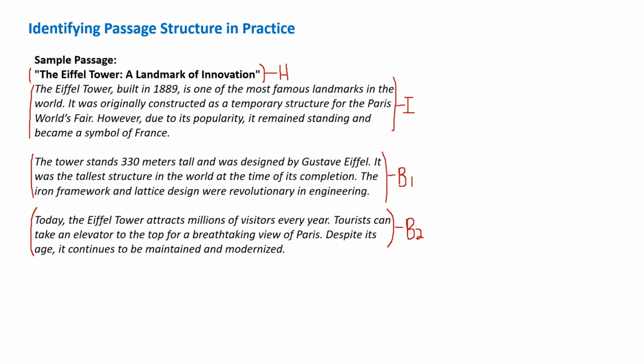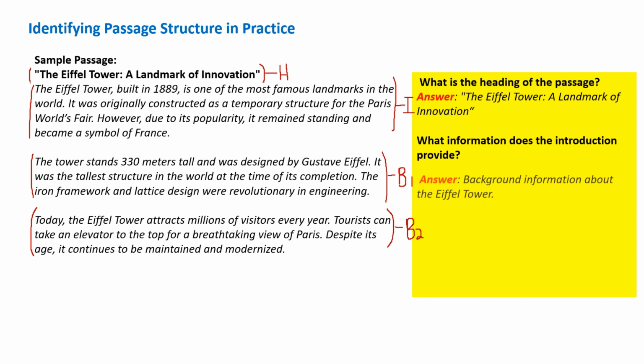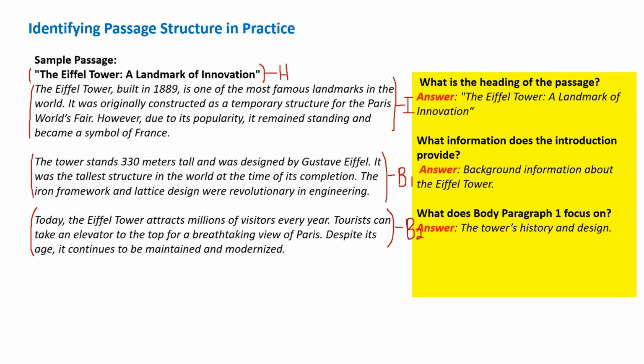Now, let's answer some questions related to the passage. What is the heading of the passage? As we have discussed before, the answer is The Eiffel Tower, a landmark of innovation. What information does the introduction provide? The introduction basically provides the background information about the Eiffel Tower. Number 3, what does body paragraph number 1 focus on? It focuses on the tower's history and design. Question number 4, what does body paragraph 2 describe? It basically describes the tower's modern use and tourism.